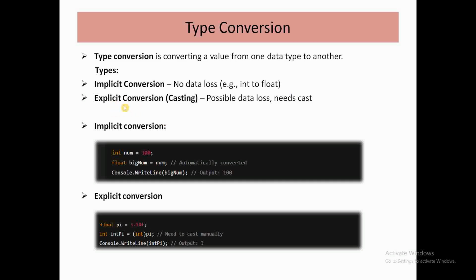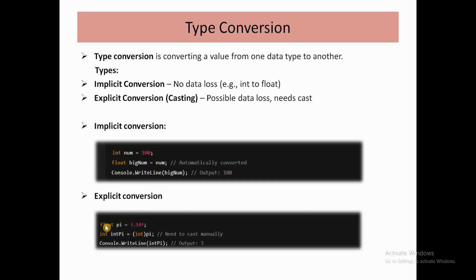But if we are using explicit conversion, typecasting, there is possible data loss and it needs to be cast. Here are the examples. We can see implicit conversion. Suppose we are putting an integer value into a float value, integer number 100, and we get a float value. So it automatically detects and converts and gives the same output as the integer.